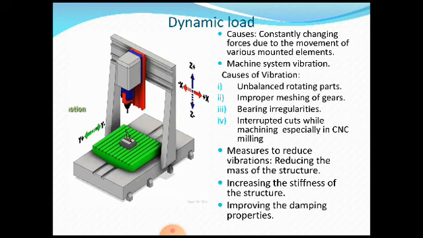So then only it is possible to consider that your CNC machine is going to function properly. Improving the damping properties means we have to select the material of the machine structure in such a way that it should be able to absorb the vibrations. That absorbing capacity is known as improving the damping properties. So all this is possible if all these measures are taken.